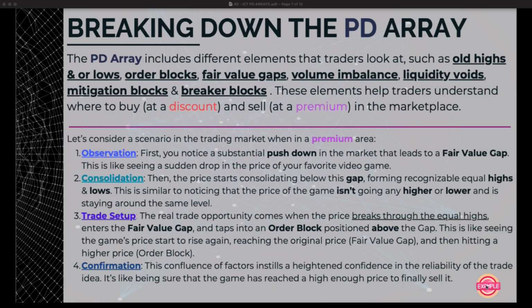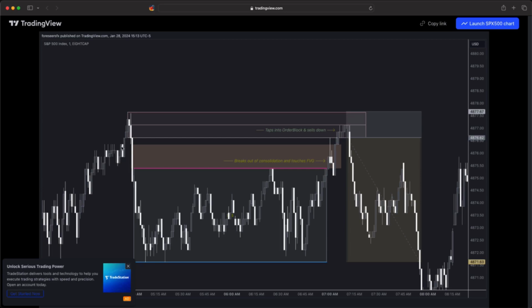And here I have an example. As you can see, price pushed down aggressively, causing a fair value gap, makes some equal highs here, here, and here, and then some equal lows here, here, and then price finally breaks through, touches the fair value gap, still moves up a little bit more, taps into the order block, and then finally sells down. Pretty easy and pretty simple, right?